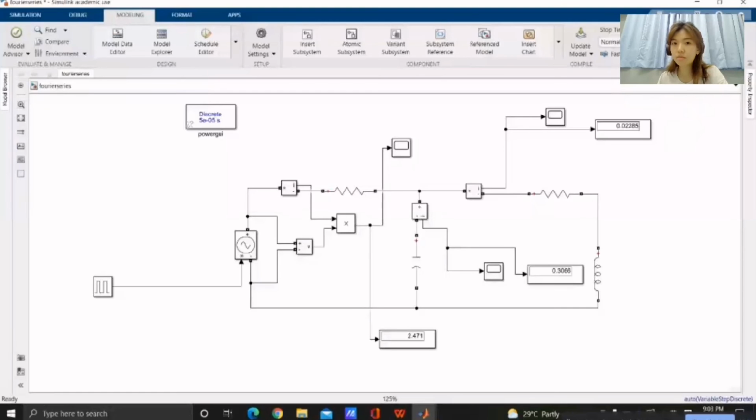Thank you. My name is Yojime and I'm going to present the RLC circuit simulated by Matlab. So this is the circuit simulated by Matlab, in which the V source is connected to R1 and R2 and an inductor, and a capacitor is connected in parallel to the circuit.